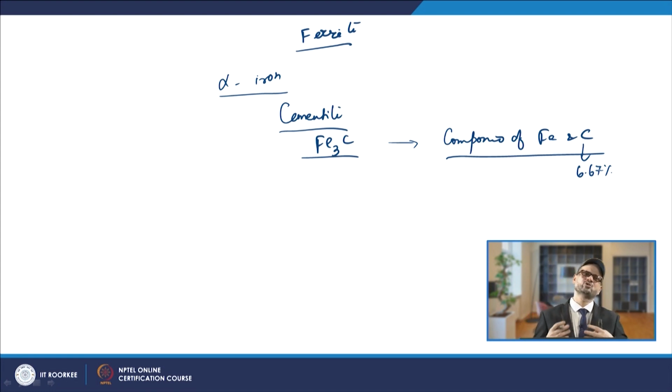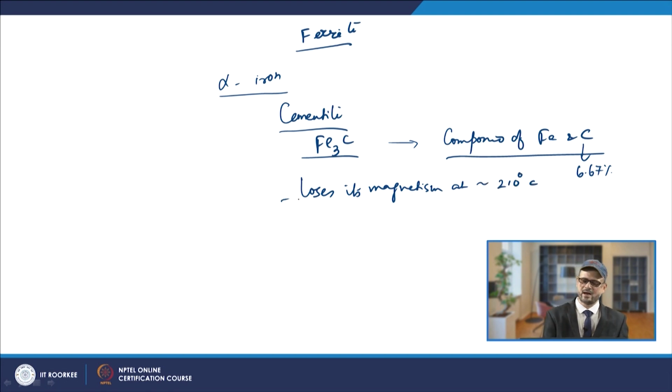Now, it can also dissolve a wide variety of elements like manganese and chromium, so you can have complex carbides. This cementite loses its magnetism at about 210 degrees C, and it is hard and brittle.